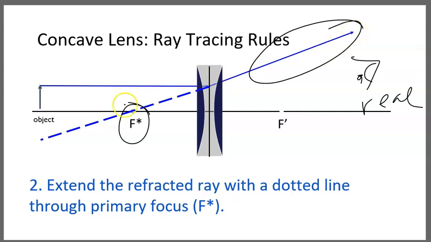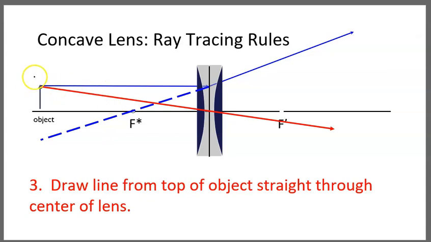All right, so that is a straight line that connects with this first line from the top of the object straight to the lens. And then you have your ray that is extended through the primary focal point. Now, our third line, same as with convex.